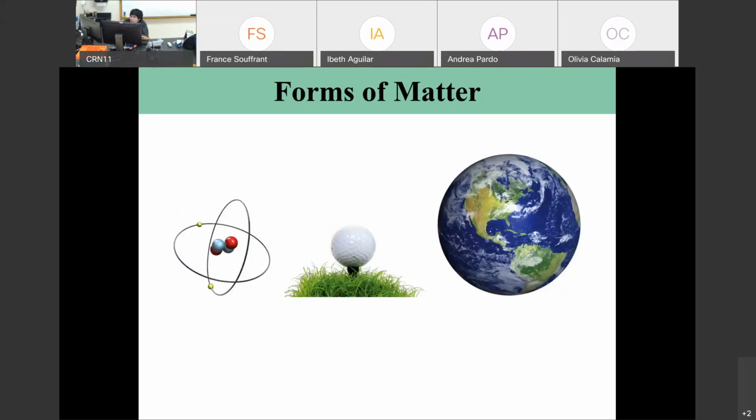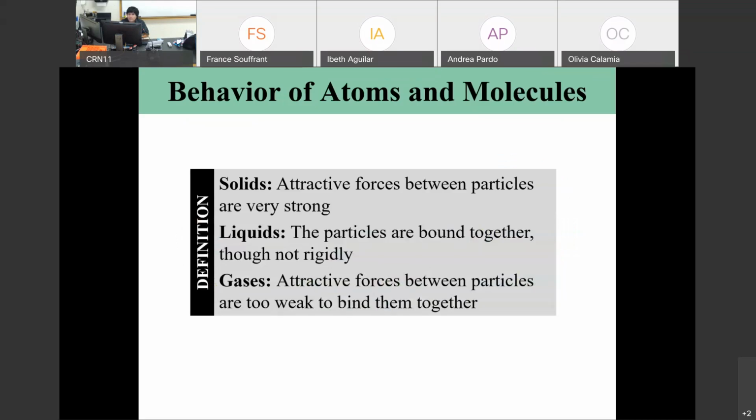Now, the basic unit of life is a cell. The basic unit for matter, remember, is the element, okay? Now, let's talk about the behavior of atoms and molecules. That's what I was talking about at the beginning. What's the difference between a solid, a liquid, and a gas?